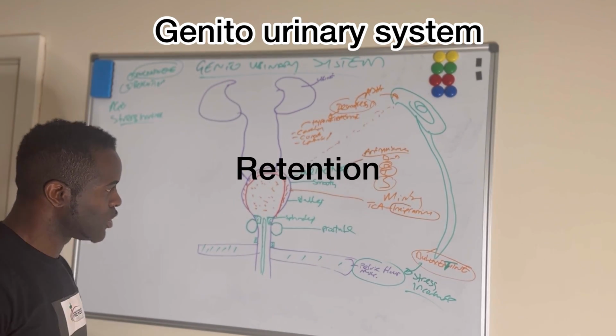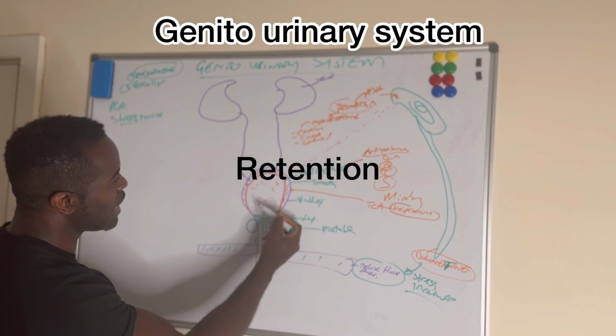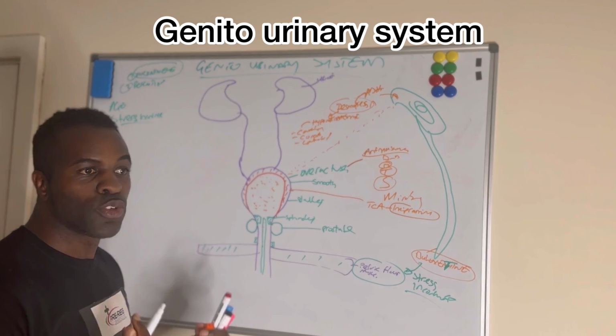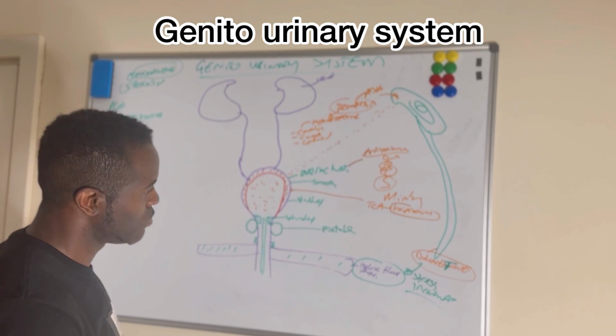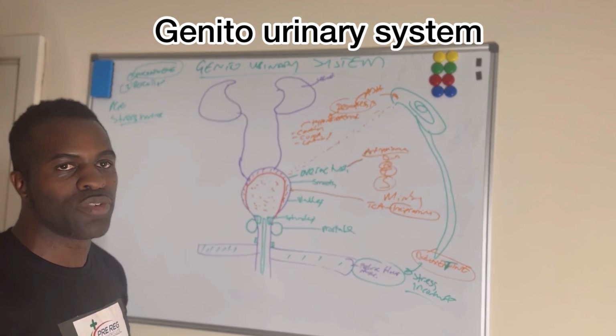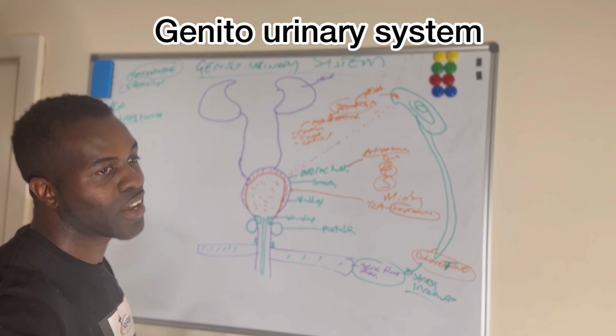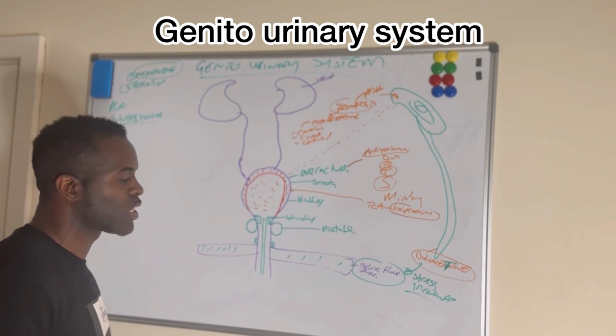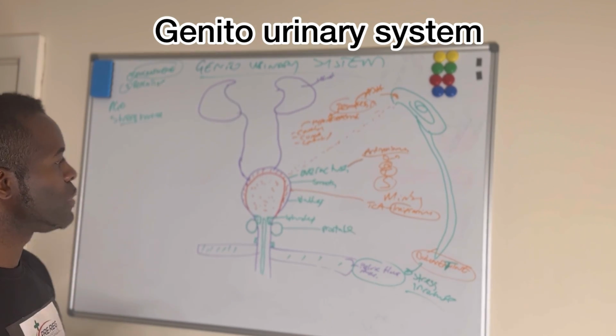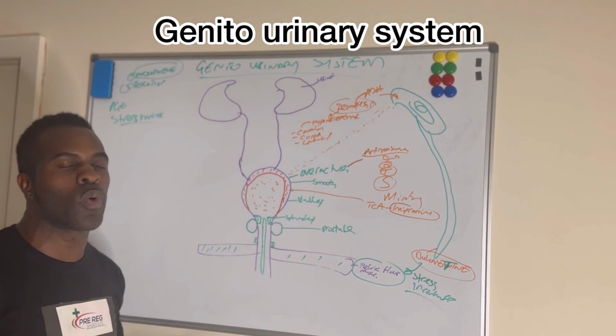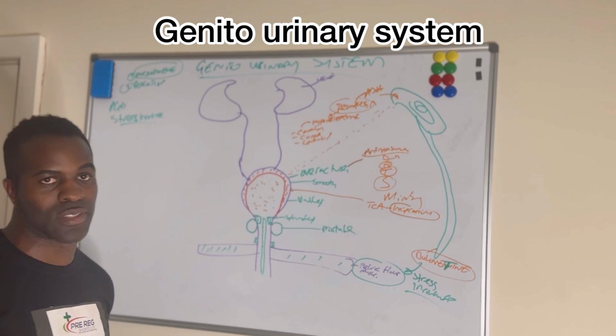With retention, you literally have so much urine and you're struggling to pass the urine out. So either you cannot pass urine out at all, or you only pass out little bits of urine. So what are the different things we can do? What do you think we can do? What could be the causes of retention? Again, there are many causes of retention.